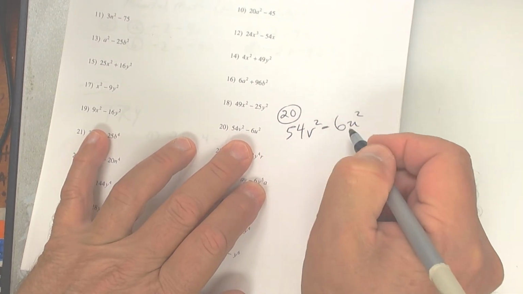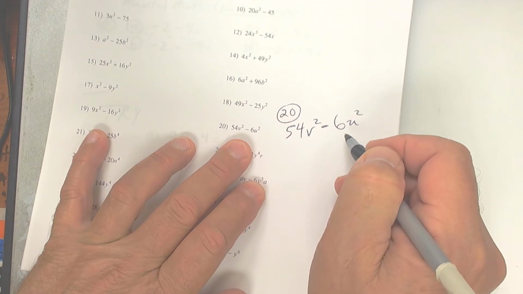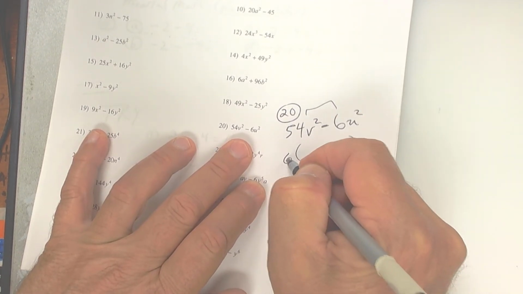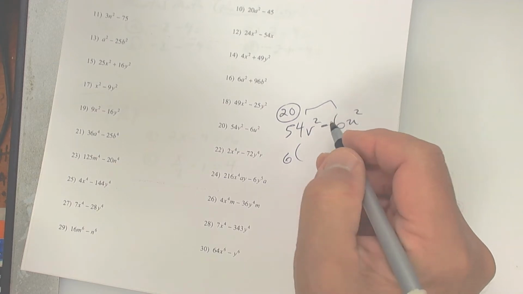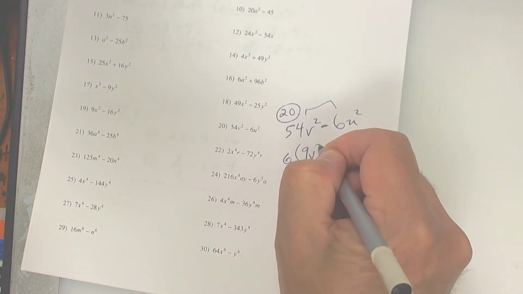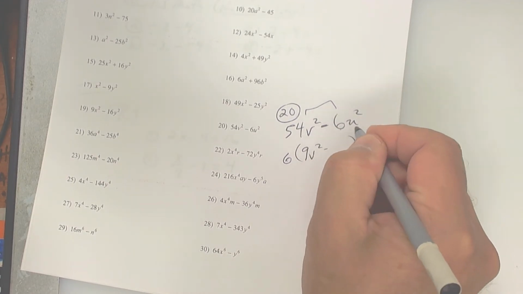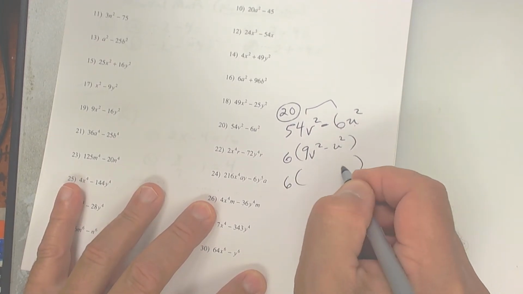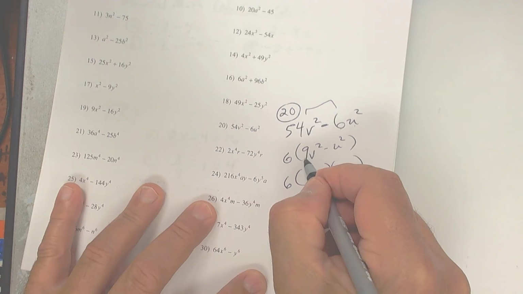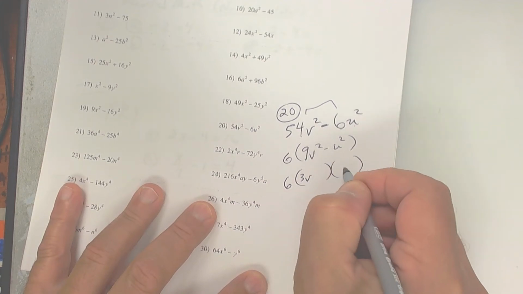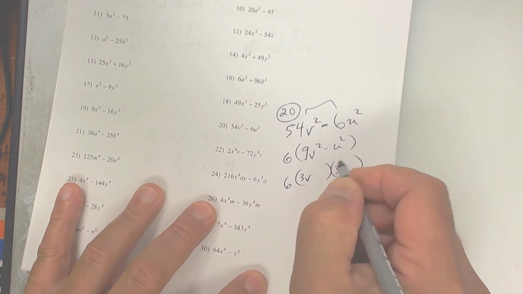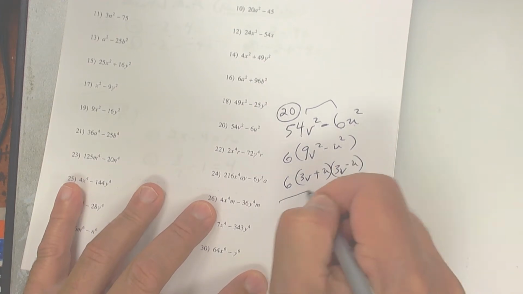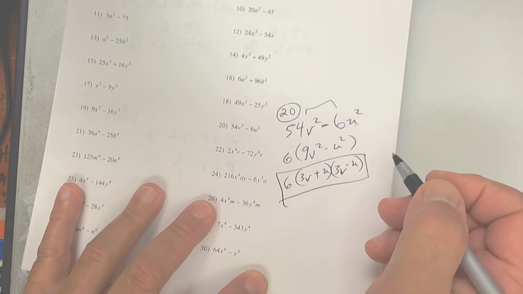This one right here is a minus, but 54 is not perfect, but you can take out a 6. So if you take out a 6, you're going to have 9. 6 times 9 is 54, and then the 6 disappears out of this one. You're left with u squared. So what you have now is the difference of 2 squares. So 3 times 3, so that's going to be 3b here. It's going to be a plus and a minus, and u times u, and that's your answer, and that's called the difference of 2 squares.